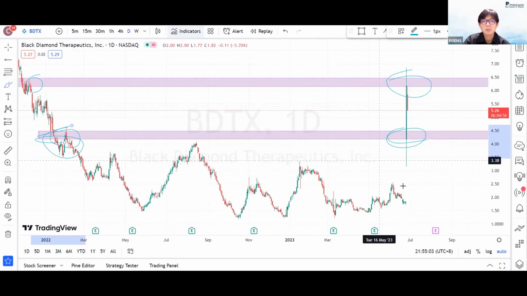Because of this strong gap up move, that's why it forms as a demand. So this supply might subsequently become a demand level at 4.5.